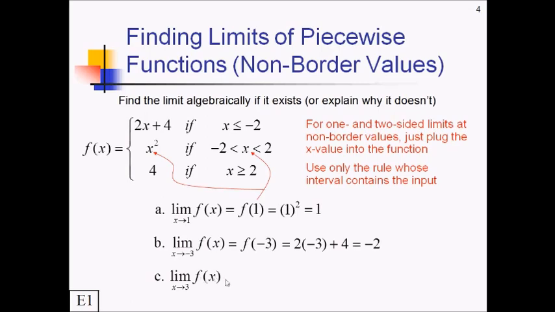And then finally, this last one, 3, not a border value. So we're just plugging 3 into the piecewise function. 3 happens to fall in this last interval. It's bigger than 2. So whatever you plug into this last interval, you're just going to get back the value 4.